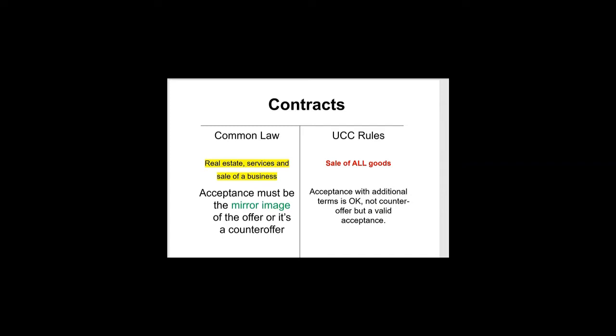Now, we said earlier that most of the rules of the common law and the UCC are the same. A lot of the rules are the same for both. So the exam is going to test you on the rules where they're different. For example, offer and acceptance. If you're offered real estate, acceptance must be the mirror image, or it's a counteroffer. If you try to change terms, accept for less money, that's a counteroffer, not an acceptance. But under the UCC rules, acceptance with additional terms is okay. It's not a counteroffer, but a valid acceptance.